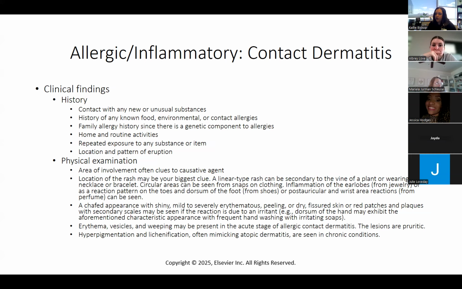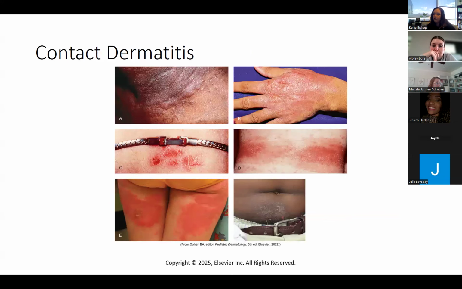In the acute stage of allergic contact derm, you can have vesicles and weeping, and it can be pruritic. And then as it becomes more chronic, you can have that lichenification we talked about earlier, and hyperpigmentation. It can look a lot like atopic derm. These are different forms of contact derm, and how it can look different on different skin tones and different areas. That bottom right is probably from a belt, like a nickel allergy, and it'll start small and then spread because it's irritated. So usually the location is helpful in determining what caused it.